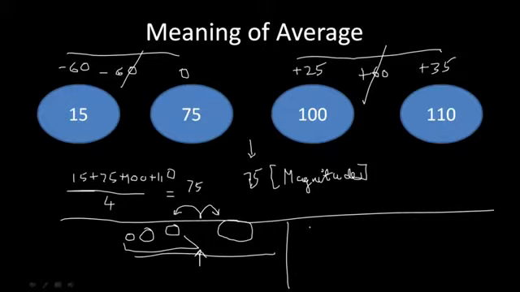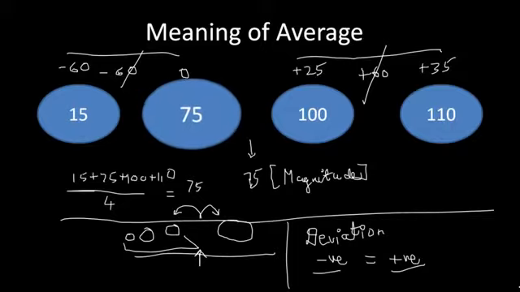Mathematically, I can say that the deviation on the negative side is equal to the deviation on the positive side. So the deviation on the negative side is equal to the deviation on the positive side. That is the meaning of average. Alright, now I hope you've understood this meaning. Now hold that thought. Let me explain how that concept works by solving some questions.